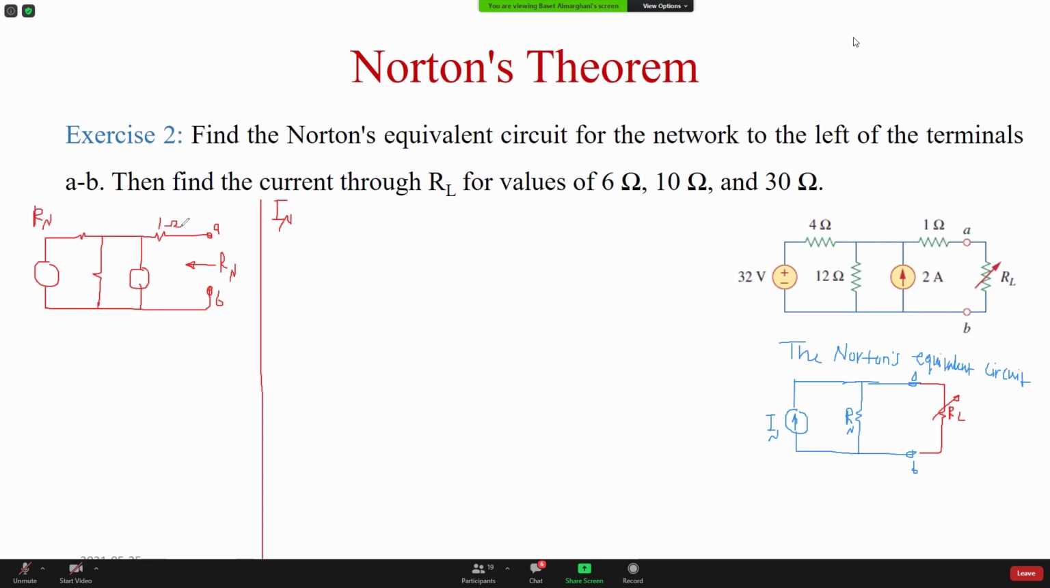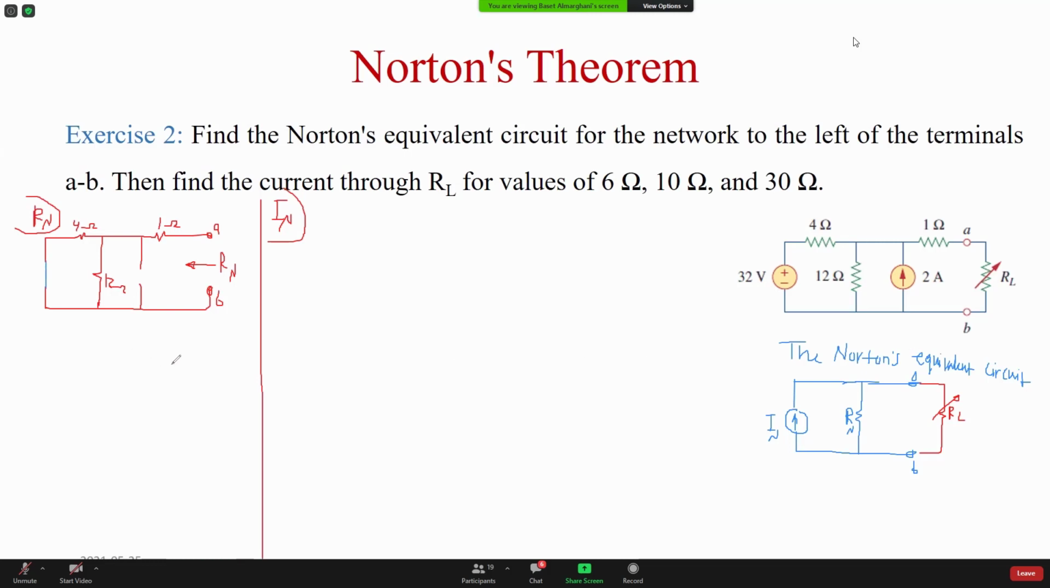1 ohm, 4 ohm, 12 ohm, and current source, voltage source. So what do we do to the sources when I want to find Rn? The sources are basically removed. Current is replaced with an open circuit, voltage replaced with a short circuit. So I'm going to put the short circuit here. It means 0 volt. This is what we did for the same question last time.